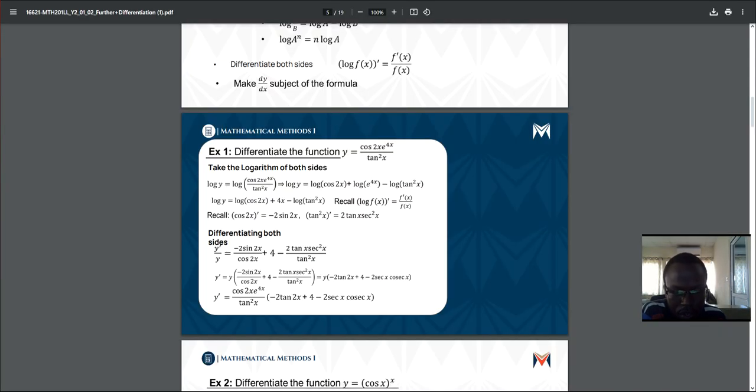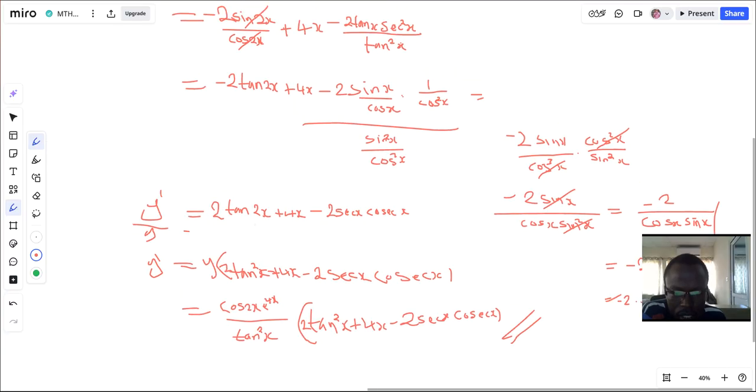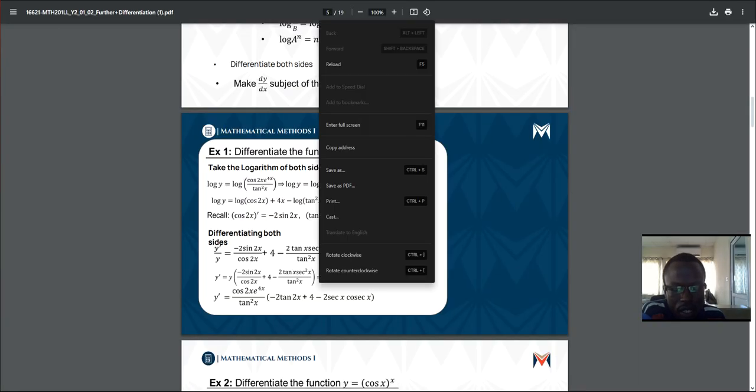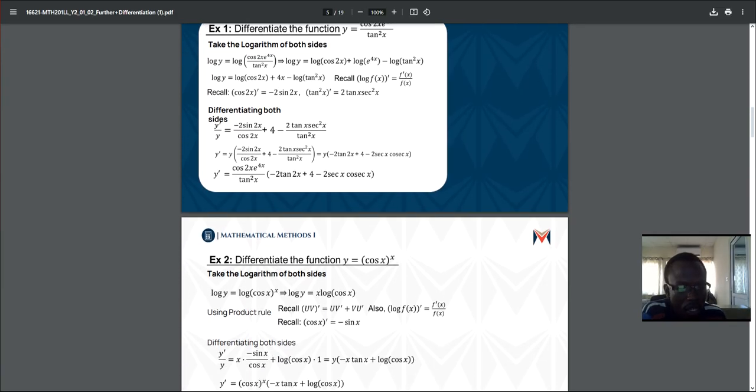Let's verify. 2 tan 2x plus 4x and 2 sec x cosec x. So this is example 1. So in the next session we will try to solve example 2. Thank you very much, guys. See you soon.